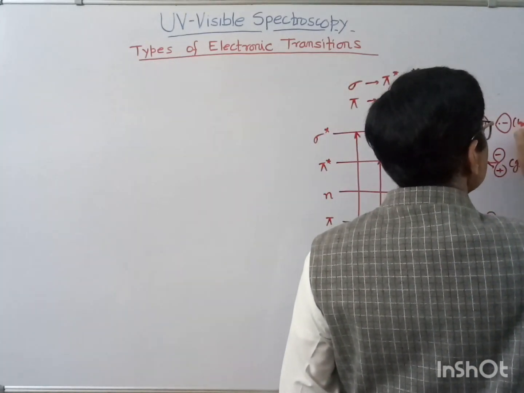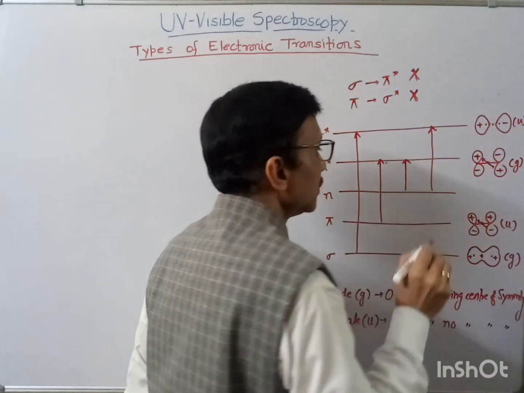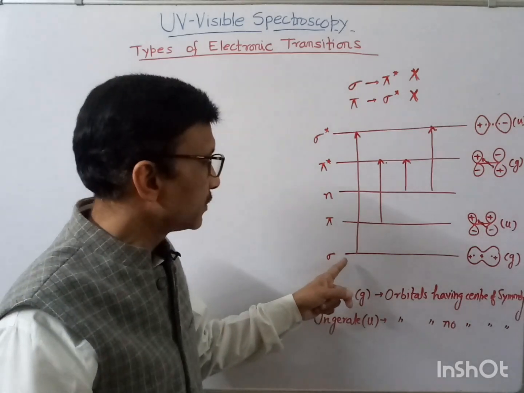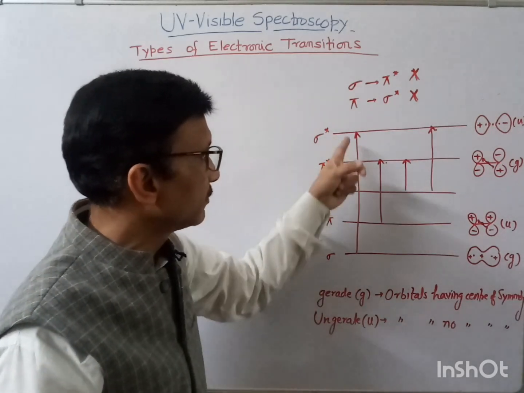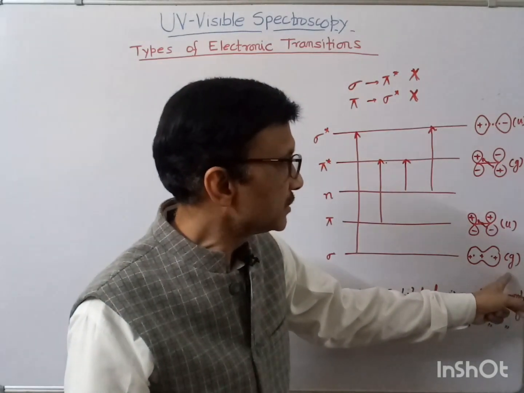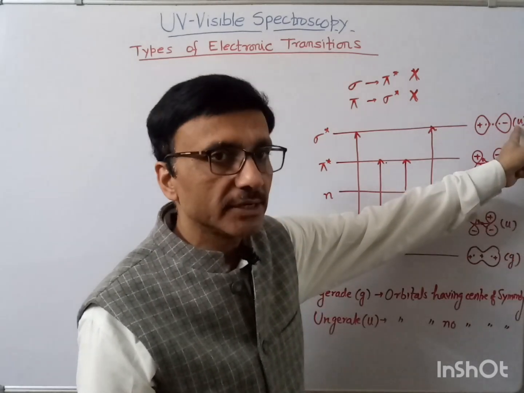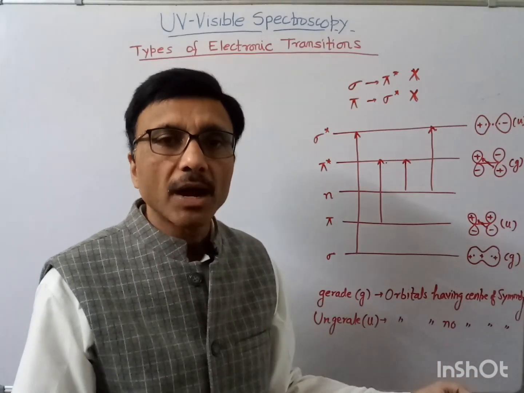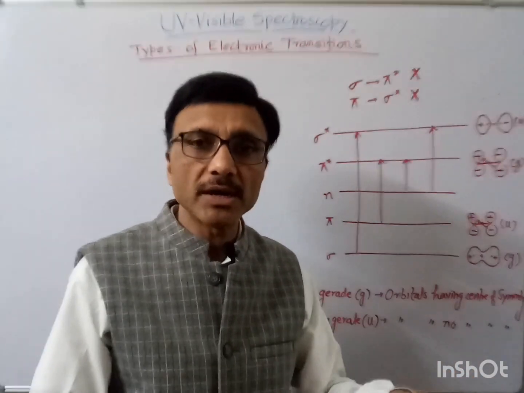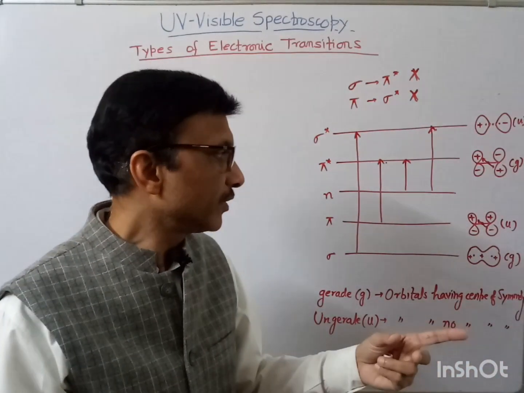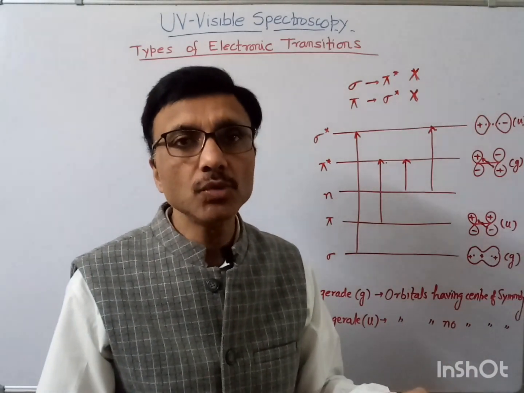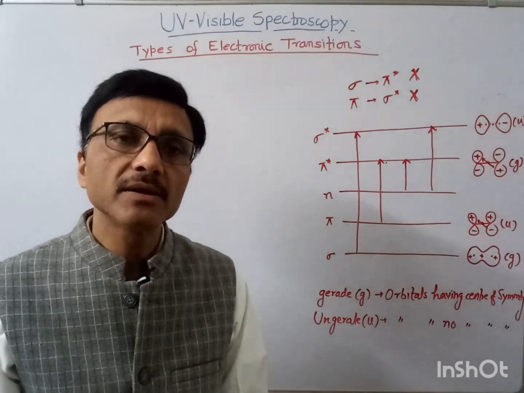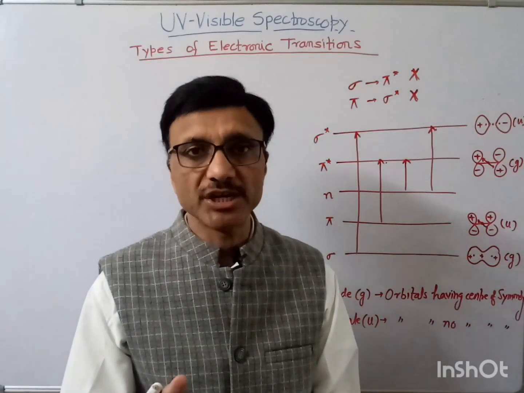So that's why it is ungerade. So what you have seen is one of the possible transitions, from sigma to sigma star. Sigma is gerade and this is ungerade. So always the transition is from either symmetric to non-symmetric, or from non-symmetric to symmetric. So when any transition occurs, the symmetry will change.